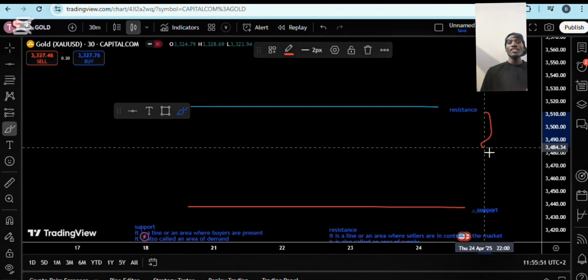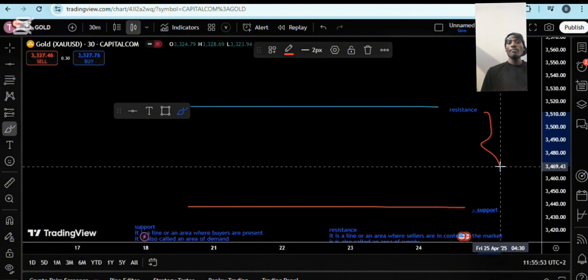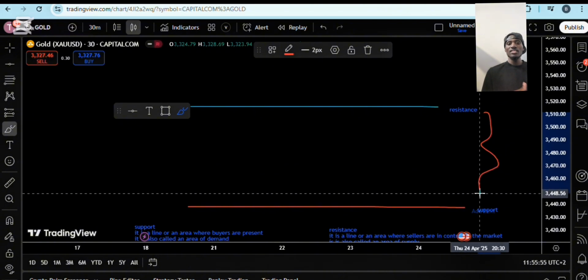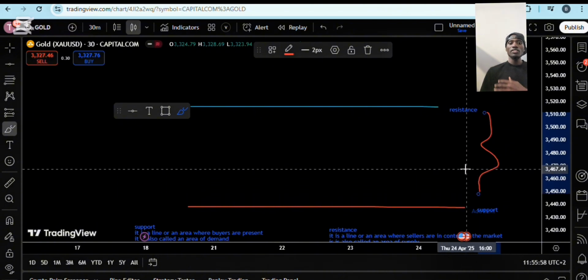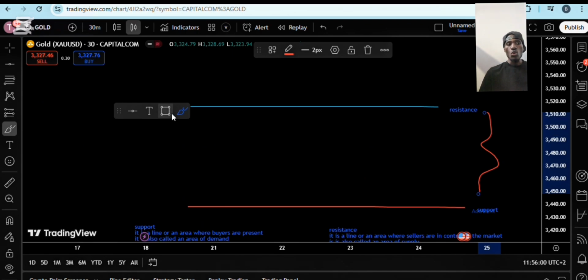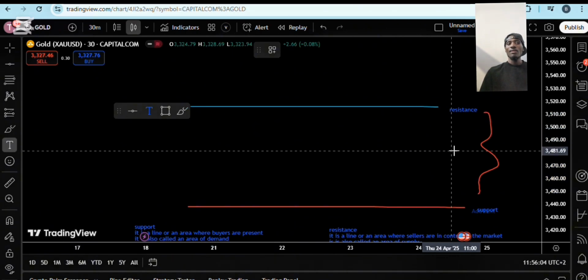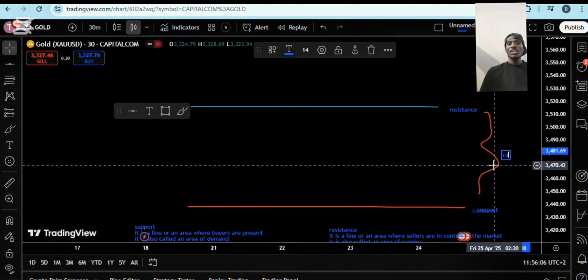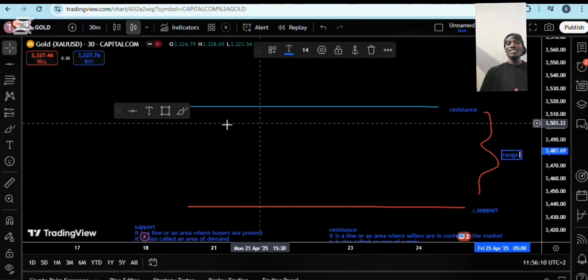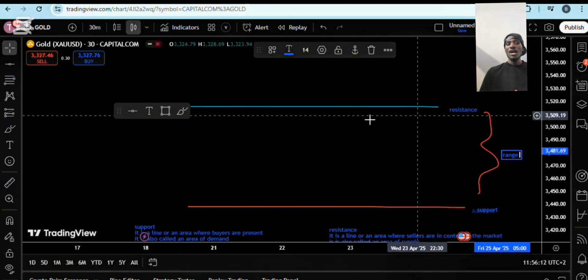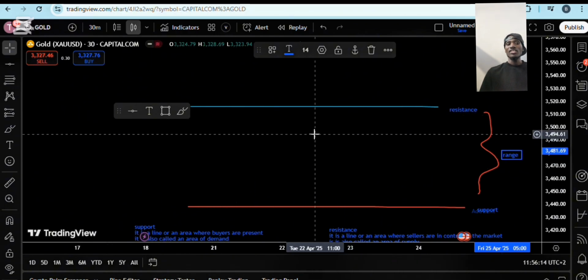And the area between a support and a resistance is actually called a range. Let me write range. So when you draw a support and a resistance, the area between them is called a range.